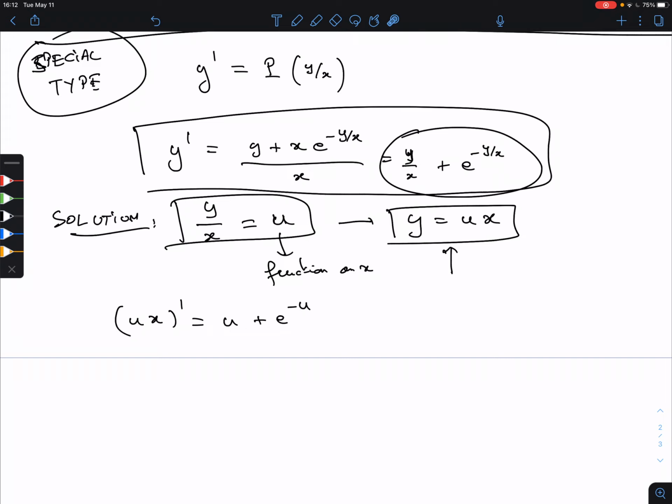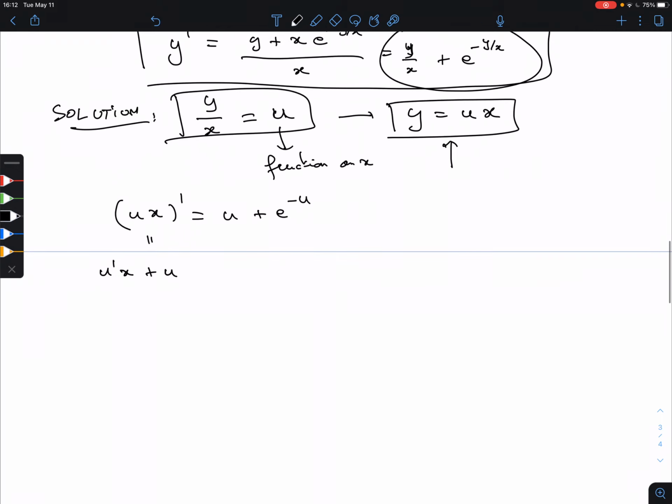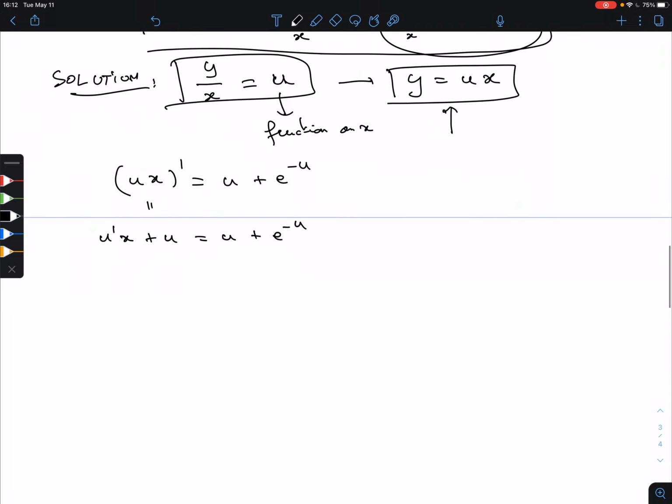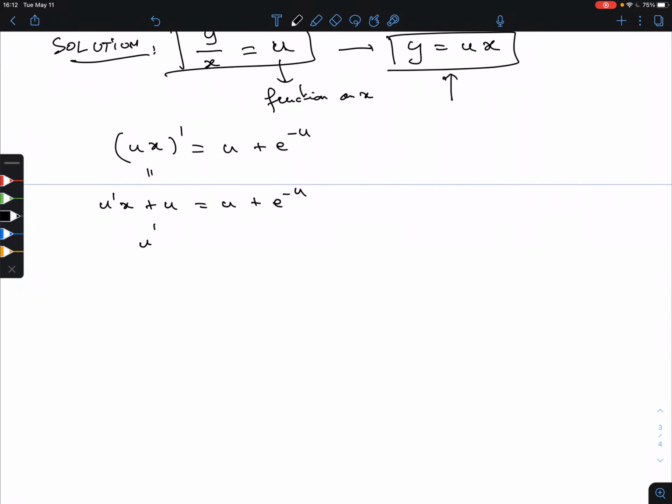Now, of course, on this side, I have an actual y here, so I have to write it this way. I have to do the product rule here. So that's u prime, derivative of the first, copy the second, plus take the first, copy the first, take the derivative of the second, which is 1, is equal to u plus e to the minus u. The u's cancel. This doesn't have to happen, but it happens here. So we're lucky, but it doesn't have to happen. We get u prime x equals e to the minus u.